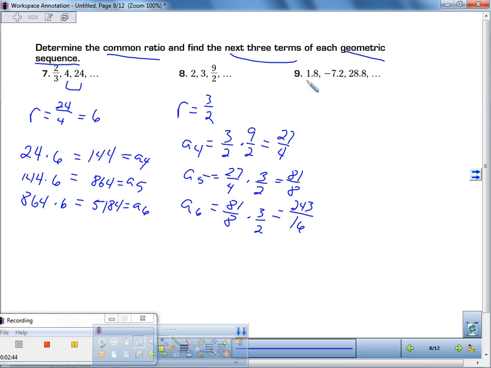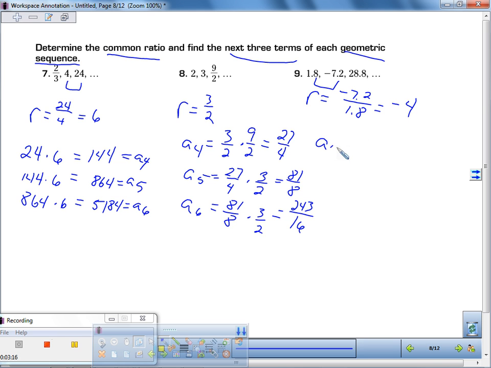Now here in number 9, we're given decimals. So let's figure out what our common ratio is. We can take any two terms in sequence, but if you notice, we're going from a positive number to a negative number back to a positive number. So that means our common ratio is going to be negative. I'm going to go ahead and just take these two. So I'm going to take negative 7.2, divide by 1.8. Since it's already in decimal form, if we happen to end up with a decimal, I'll just leave it. But we don't. We end up with negative 4 as our common ratio.